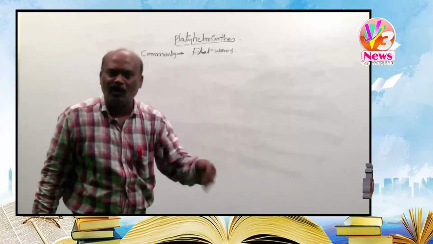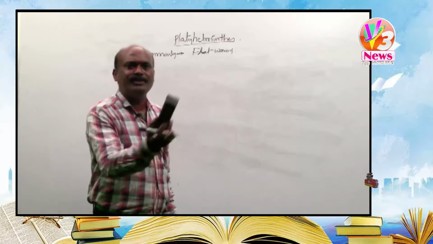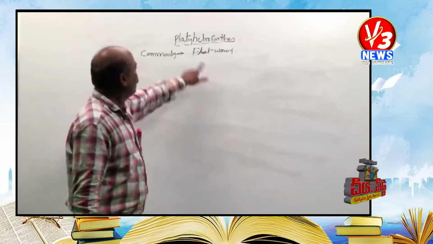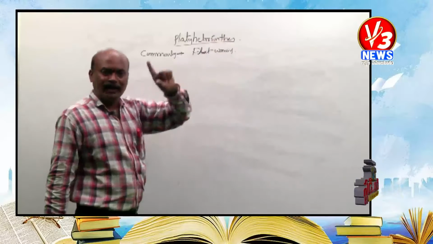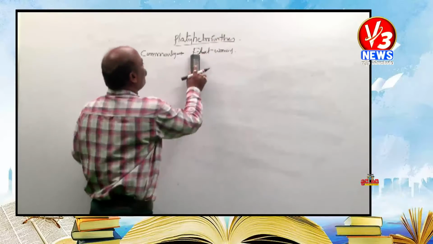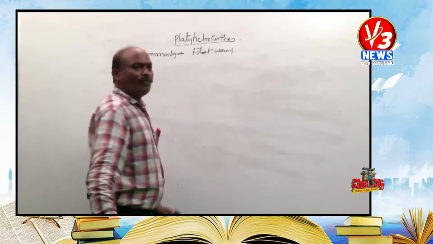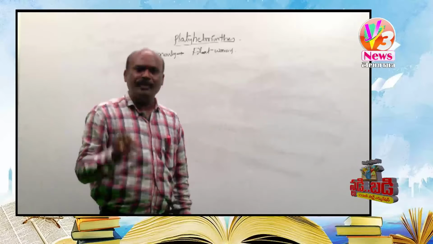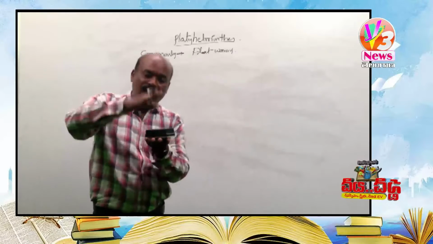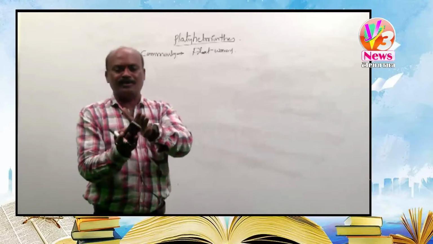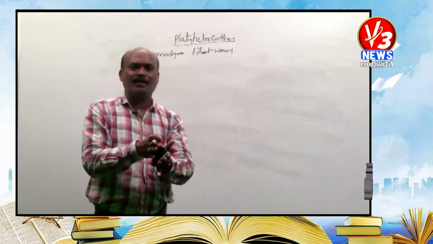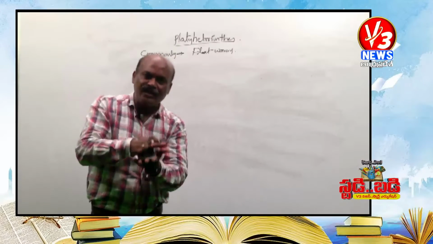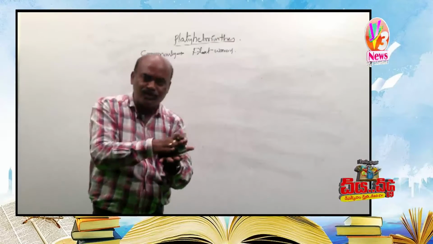Platyhelminthes. See, these are commonly called flatworms. What is their common name? Flatworms. Sponges are commonly called, the Porifera group is commonly called sponges. Cnidarians are commonly called jellyfishes. Ctenophores are commonly called comb jellies. Here, the members of the phylum Platyhelminthes are commonly called flatworms.